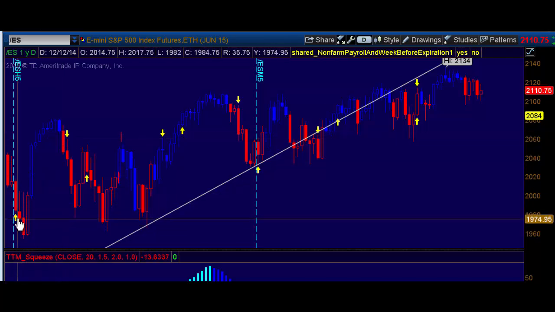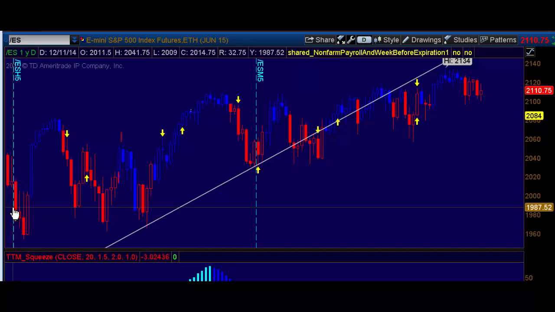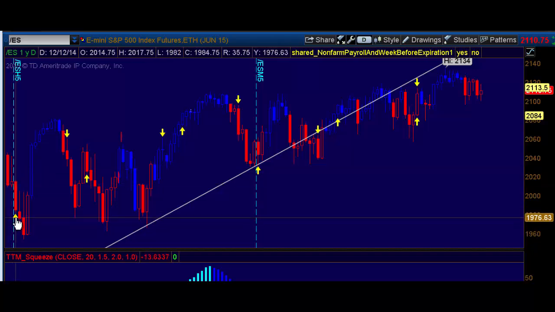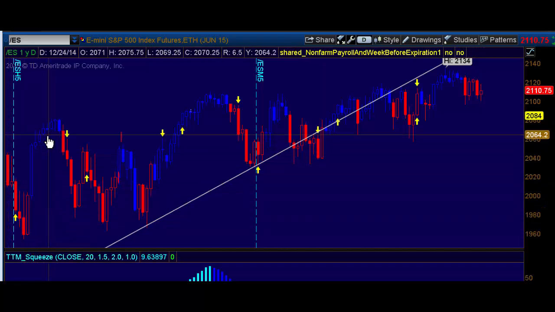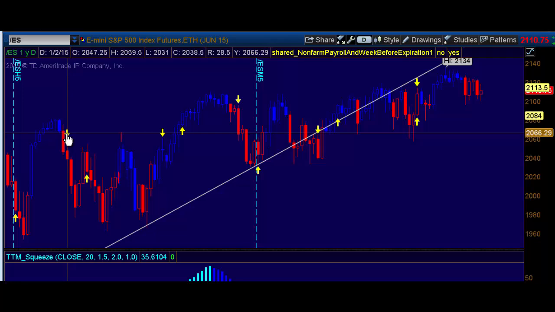The up arrows populate at the end of the second week of the month, i.e. the end of the week prior to the expiration. What we're looking for is lows to come in often at the end of the week prior to the expiration. The market has a tendency to then bid higher into the payrolls and then come off again.